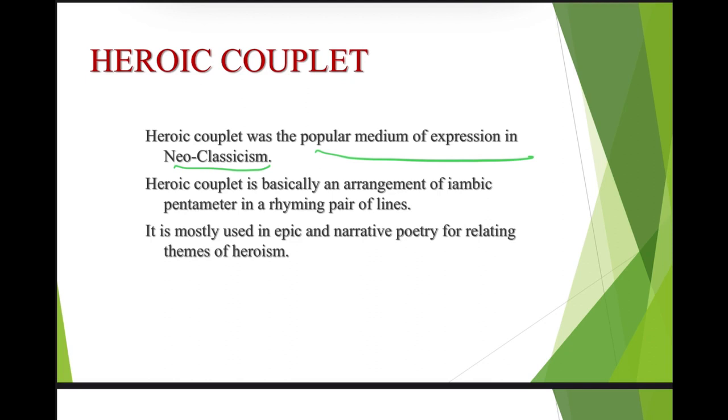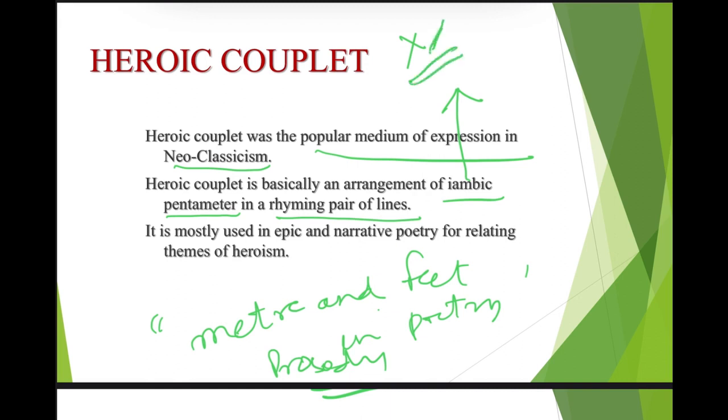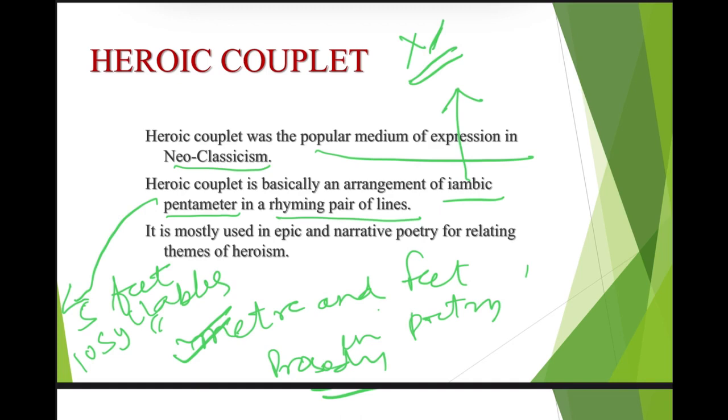As you know, that is why I suggested you to go through my video on meter and feet in poetry. That is the video that discusses the prosody, and you will learn all these important points. So heroic couplet is basically the arrangement of iambic pentameter in a rhyming pair of lines. You know that when we say iambic, it means a pair of two syllables where the first one is unstressed and second is stressed. This is iambic. And when we say pentameter, pentameter means 5 feet and 5 feet means 10 syllables. You will learn all these technical terms in this video, meter and feet, on this channel.